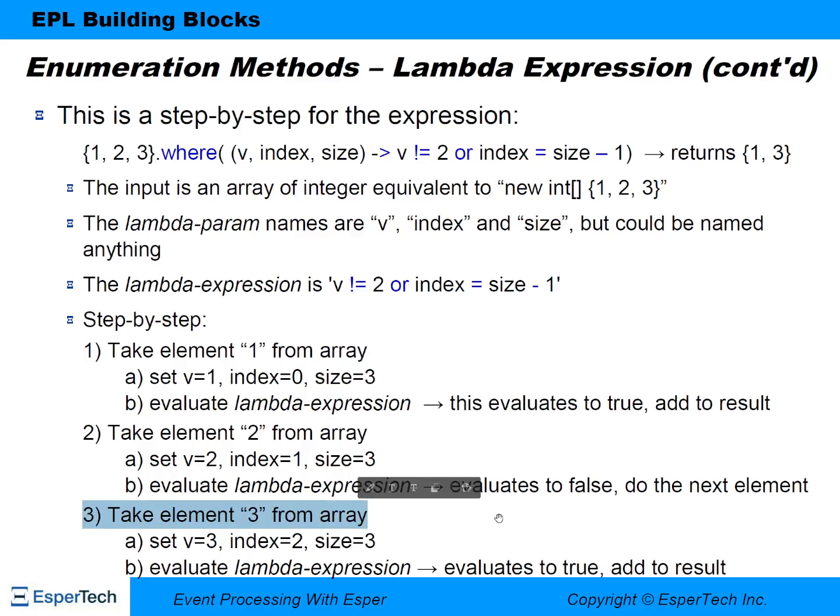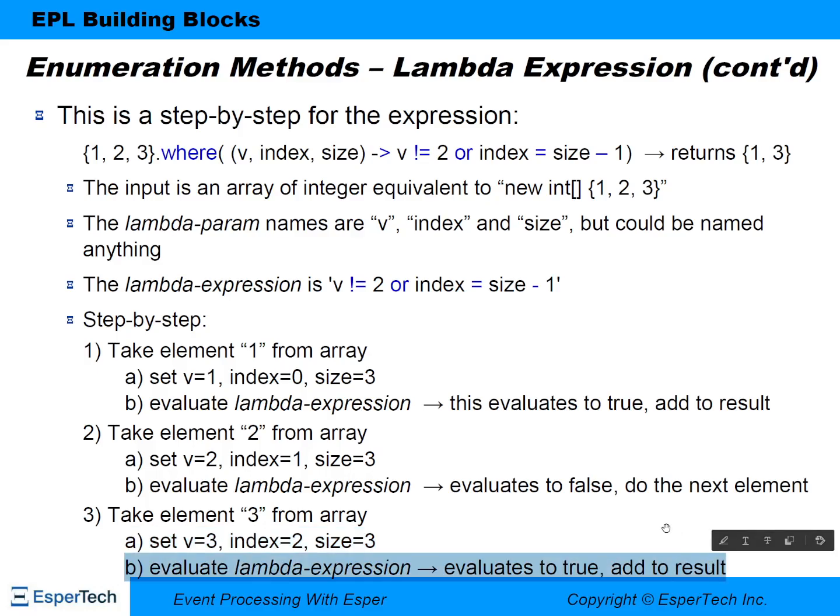Third, take element with value 3 from array. Set v equals 3 and index equals 2 and size equals 3. Evaluate lambda expression. This evaluates to true, therefore adding the value 3 to the result. The expression returns the values 1 and 3.